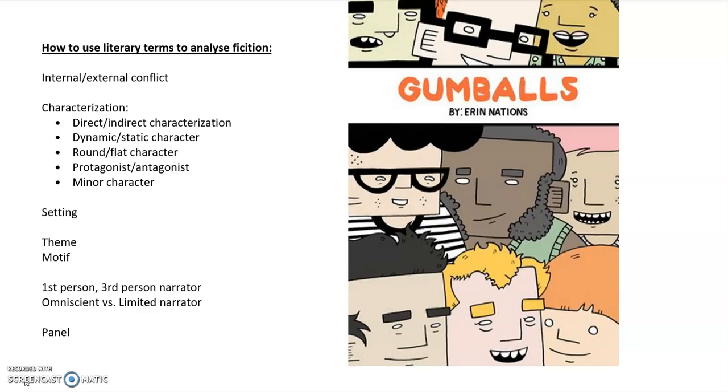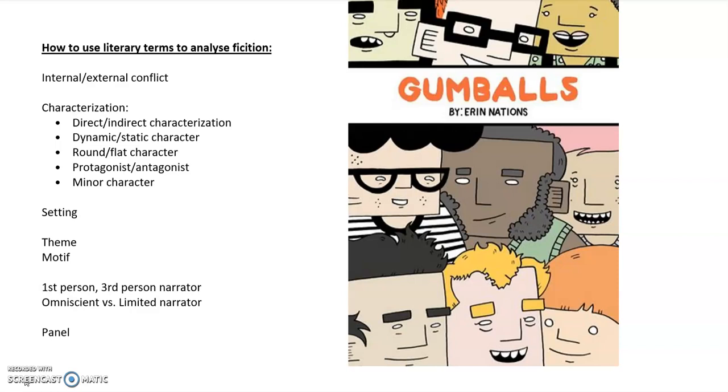So I'm going to illustrate this by using these terms that you can see here on a comic book called Gumballs, written by Aaron Nation. Now, this is a comic book that consists of around 160 pages, so I'm not going to analyze the whole thing, but it's a comic book with a lot of episodes, short stories that are autobiographical, about Aaron Nation's journey as a trans man. So there are episodes from his childhood and growing up, starting on testosterone and so on.